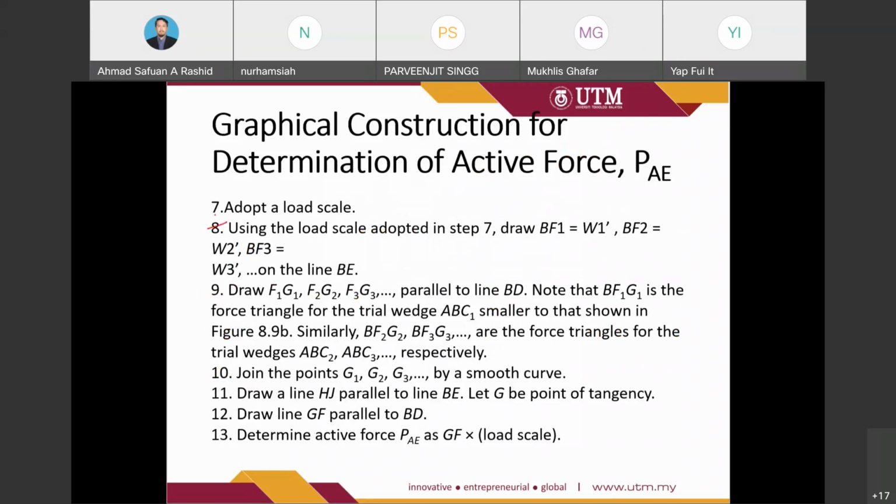So 7, 8. Then draw F1G1, F2G2, F3G3 parallel to the line BD. You note that BF1G1 is similar to the triangle for the trial wedge ABC1 shown in figure 8.9b.